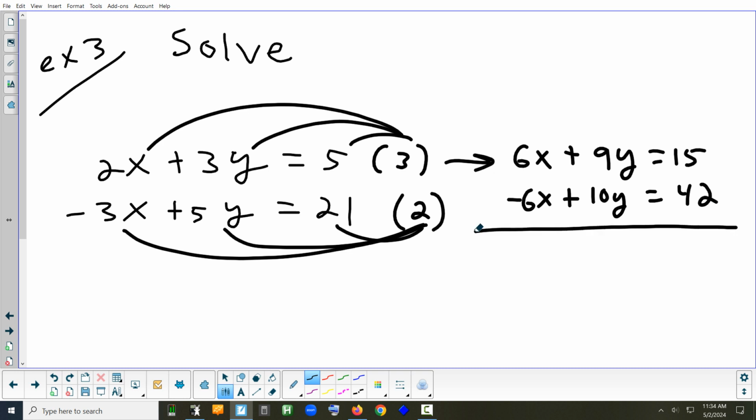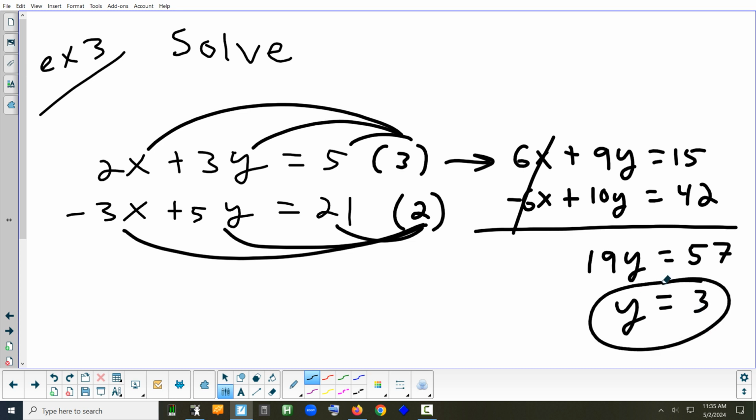Okay. So now add your columns up. What's 6x plus negative 6x? 0. So that's gone. 9y plus 10y is 19y. And 15 and 42? 57. So what's y? 3. Now to get x, you do it the same way you would have done if you would use substitution. You take the answer you got for your first letter and plug it back in.